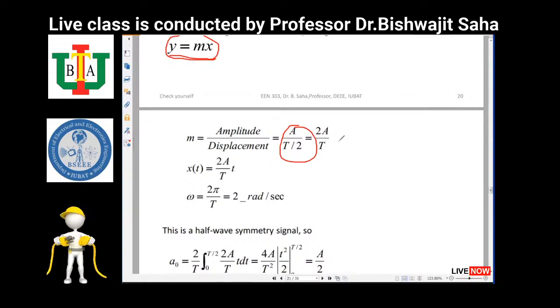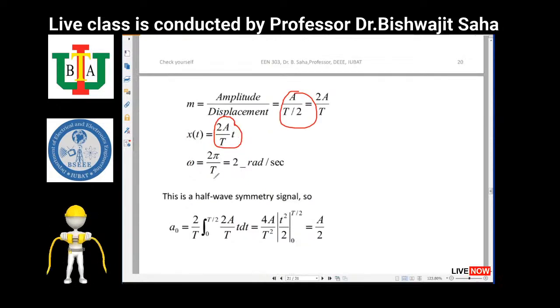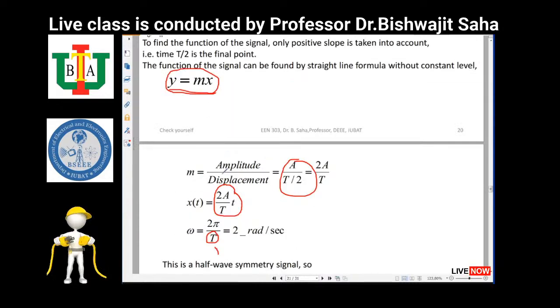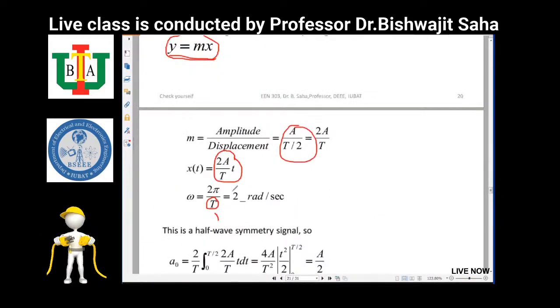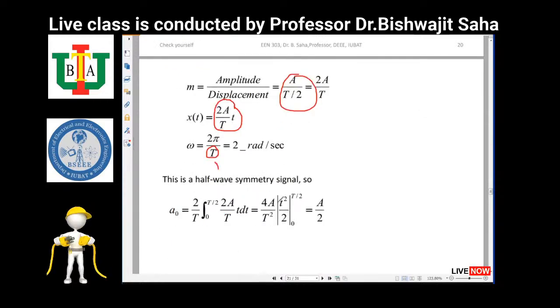So we have got the slope. So x of t equals Am times t, and Am equals 2A by T. So it becomes 2A by T into small t. And omega becomes 2 pi over T, and T equals what? Pi, as I mentioned earlier. Here in the signal, the period time is pi. So T equals pi. So cancel, and it becomes 2 radian per second.